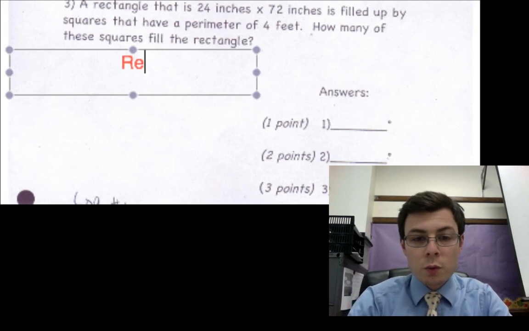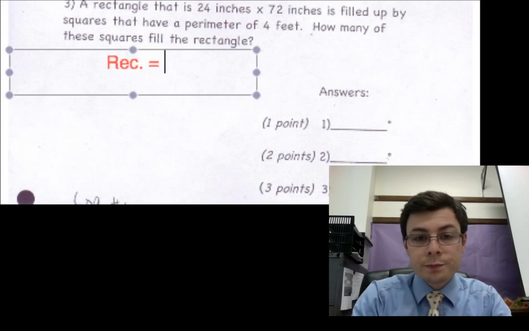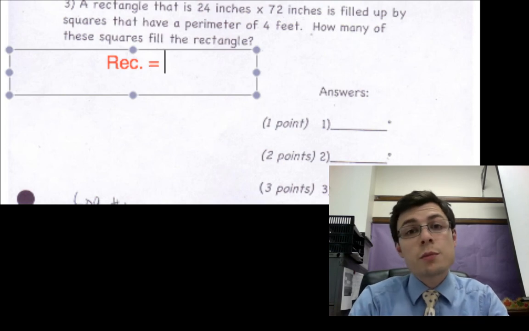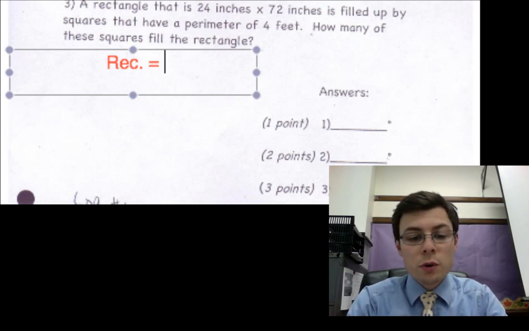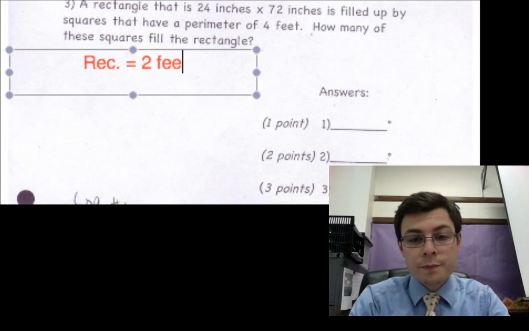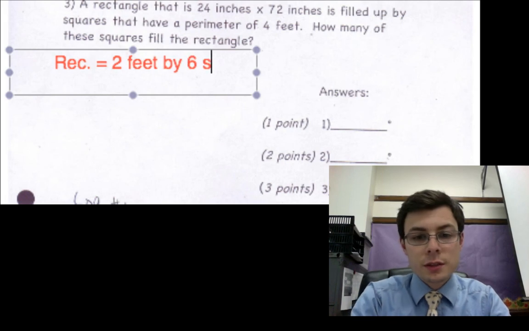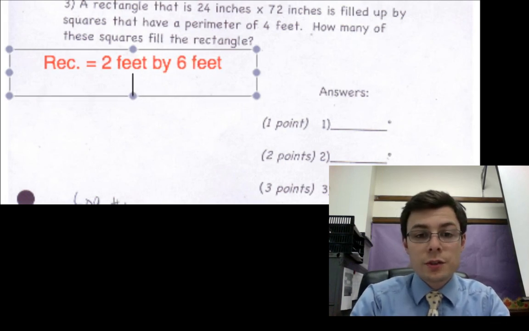So first the rectangle. We'll abbreviate it rec. The rectangle is 24 inches by 72 inches. So to change them to feet, we'll just divide them both by 12. Start with 24 divided by 12, which is 2 feet, and then 72 divided by 12, which is 6 feet. Okay, that's the first important thing to know.